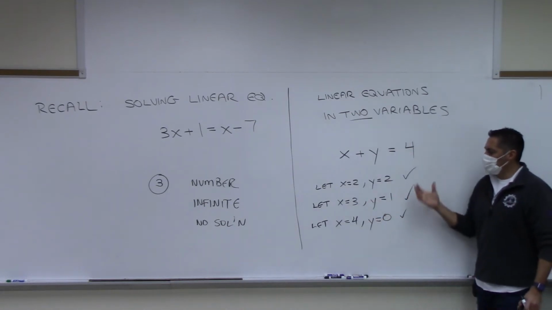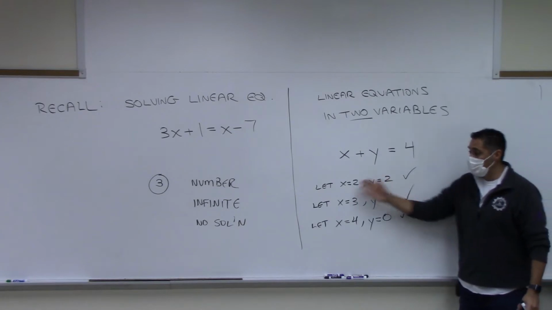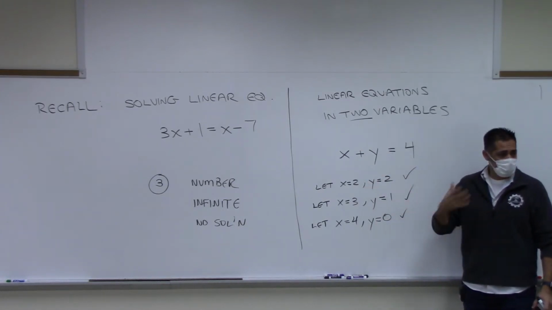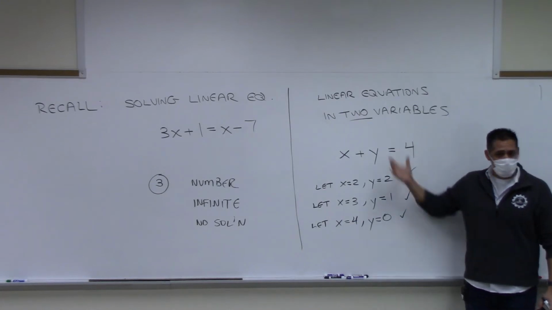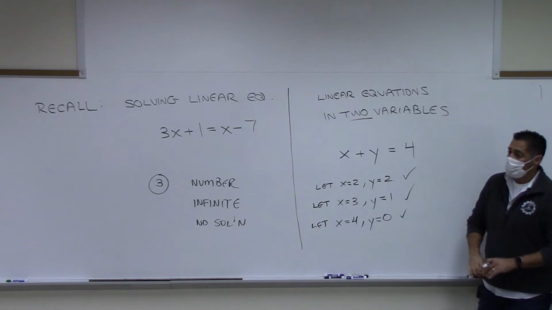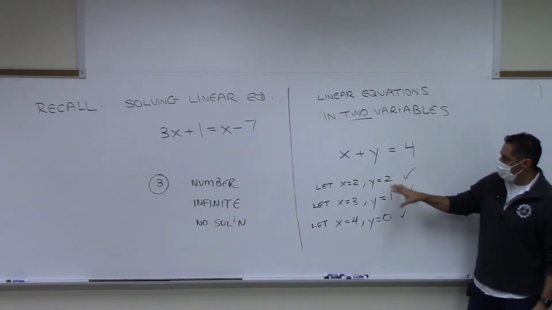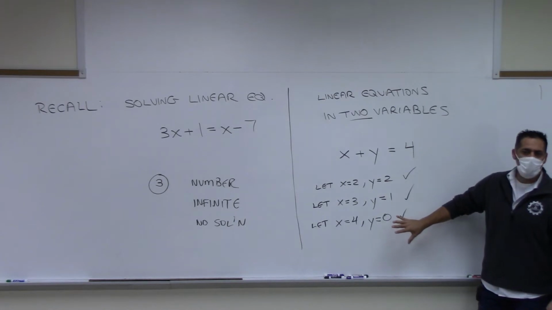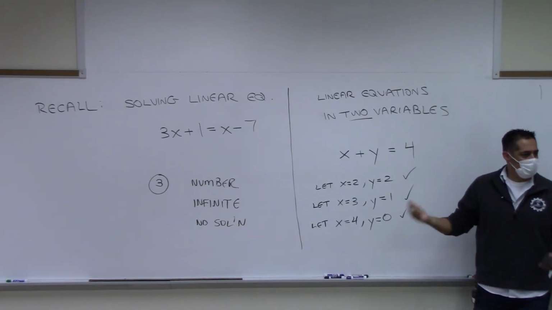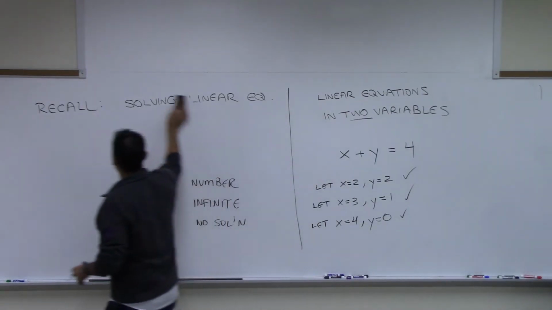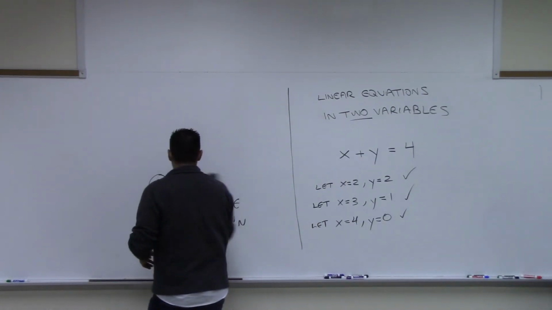So there has to be some way to represent these answers in a way that makes some visual sense to us, because there's an infinite number of answers, right? So that's what we're going to try and do. We're going to try and somehow represent all of the answers to this equation visually, and to do that we are going to wind up drawing what would be called a line, right? That's what a line is.